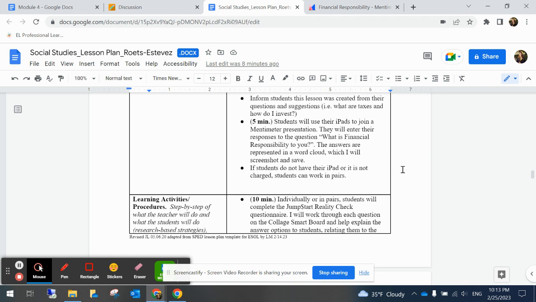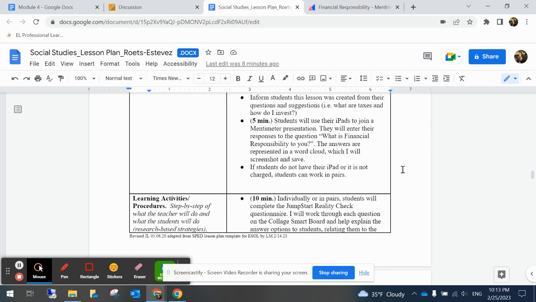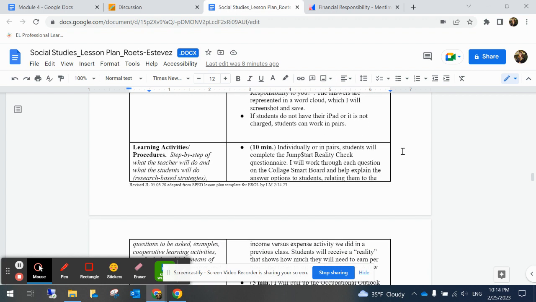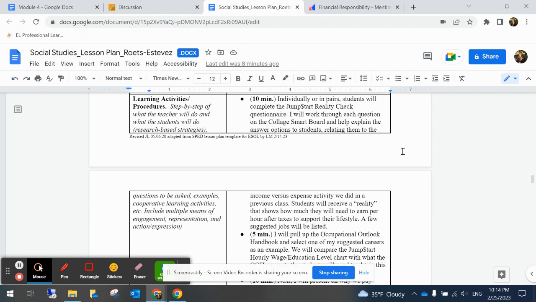So the recognize and evaluate, there are several activities where students will fill out a reality check with Jumpstart to see if their chosen career matches with their lifestyle income wise. And then we move on to analyzing and drawing conclusions about students thinking about, okay, well, maybe what sort of job do I really need to support the lifestyle I want to have?